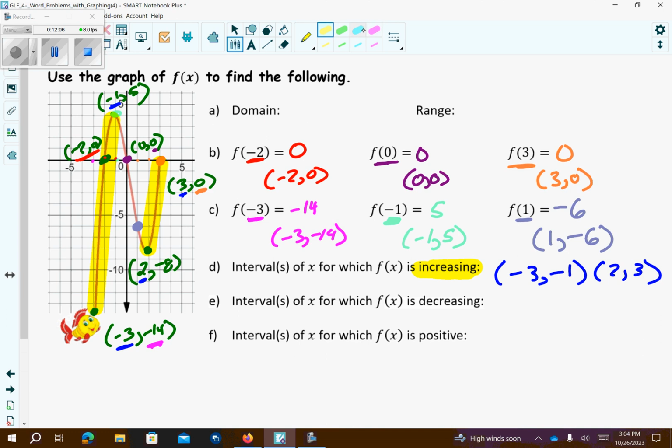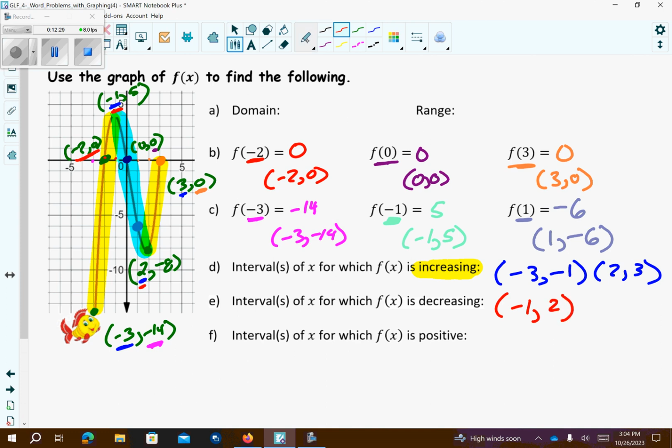Make sure, if you have any questions, you ask me, and raise your hand, I'll come over and talk to you. This is where it's decreasing. Okay, so as I go to the right, it goes down. So when it's decreasing, I'm going to use this x value and this x value. So it goes from -1 to 2.